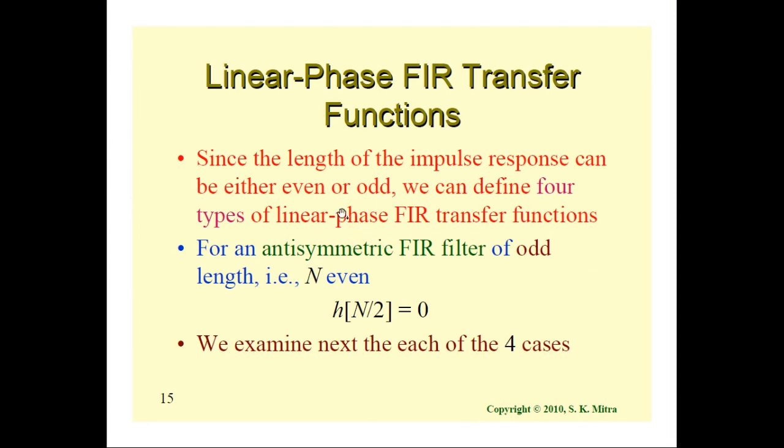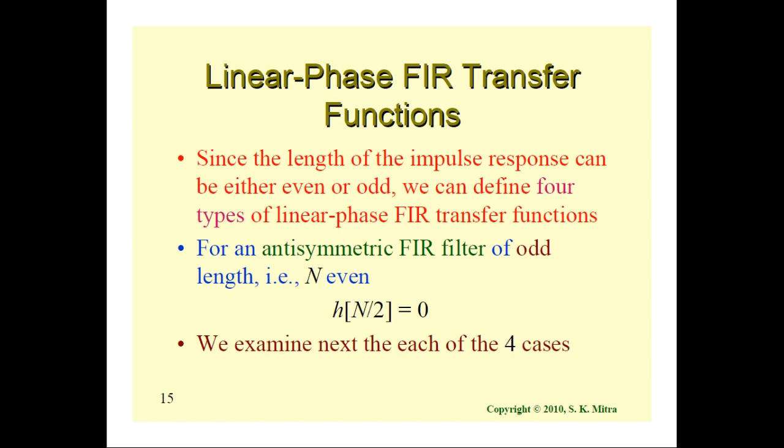Once the length of the impulse response is even, that is, the filter has an odd length and it is an antisymmetric FIR filter, in that case the center of symmetry, or the center sample at n equal to N by 2 for a causal filter, will be exactly 0. This is equivalent to saying that an odd function always has a center of symmetry value, or amplitude at center of symmetry, that is exactly 0.